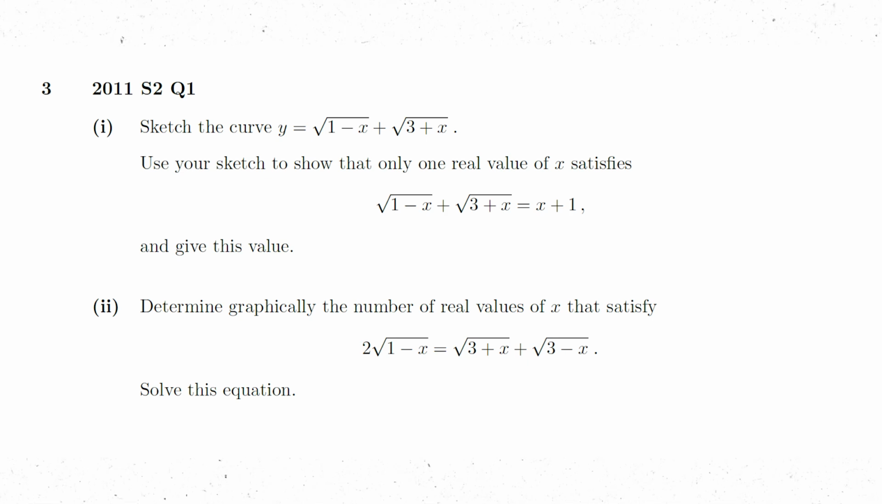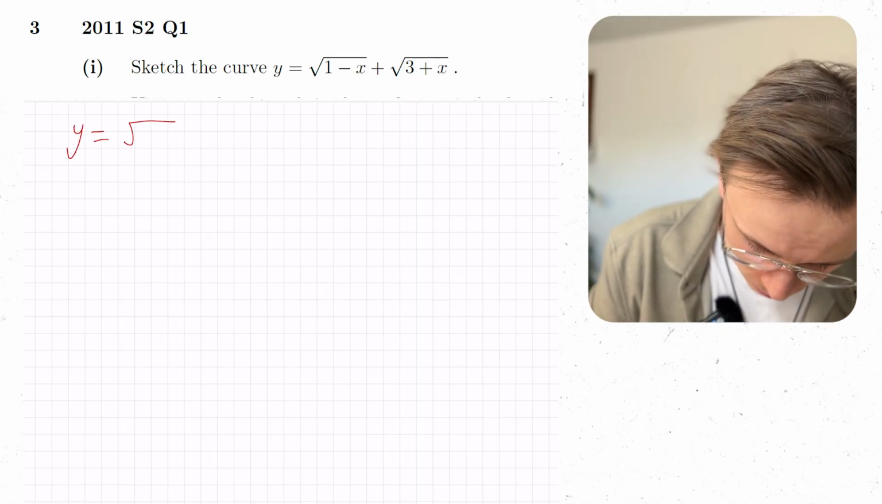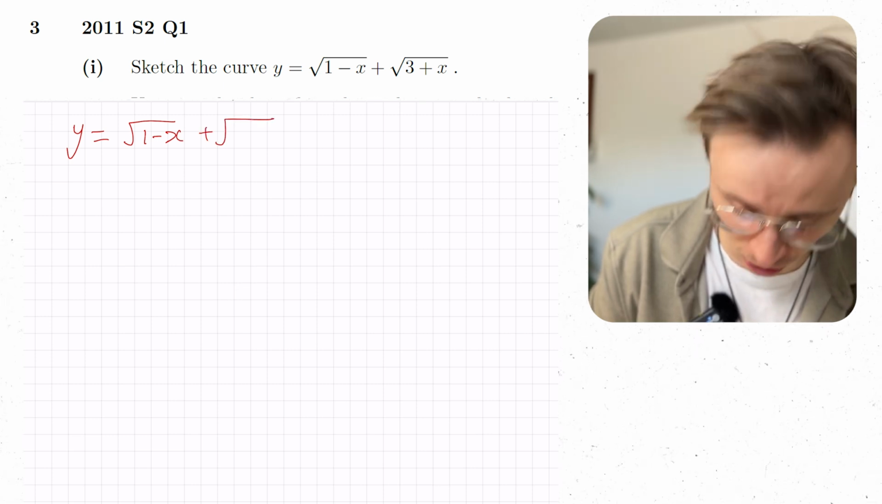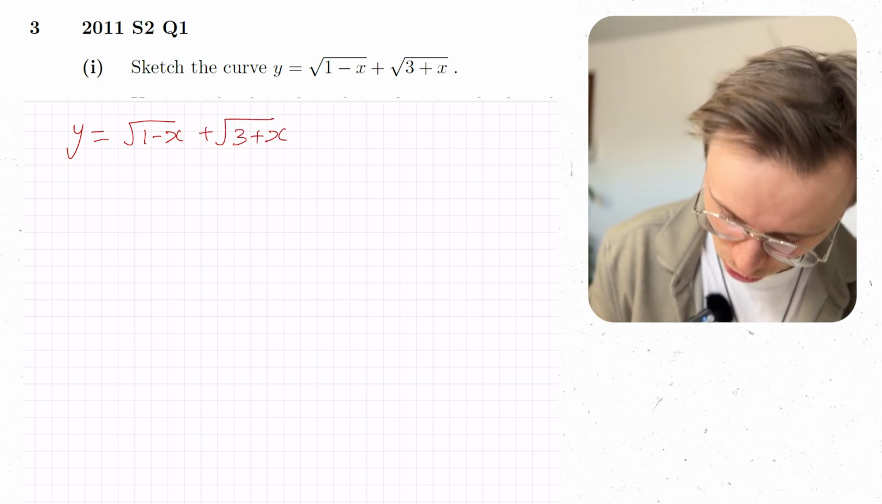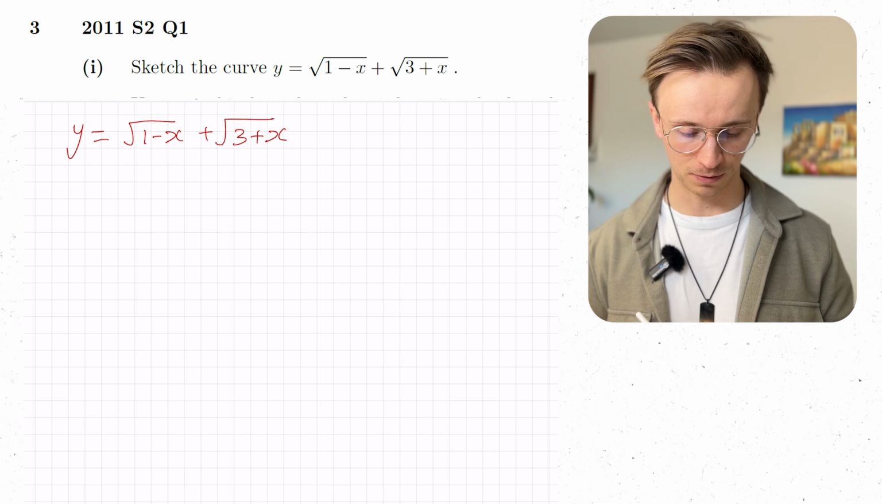Now this one is a STEP 2 question from 2011 that really relies on curve sketching, both in part I and part II. I'll give you a few seconds to pause the video and take a screenshot, and if you want, have an attempt of the question. Okay, so for part I, they want us to sketch the curve y equals the square root of 1 minus x plus the square root of 3 plus x. So I'll write that down now. Okay, so that's our function.